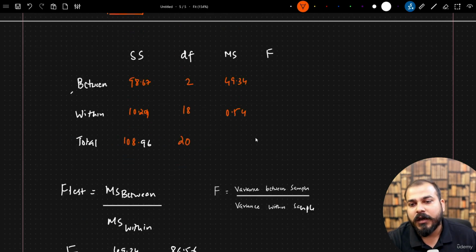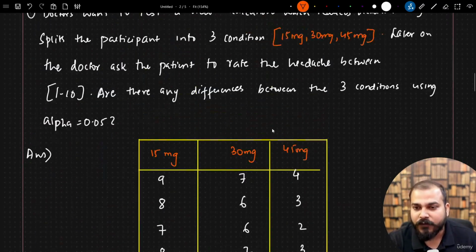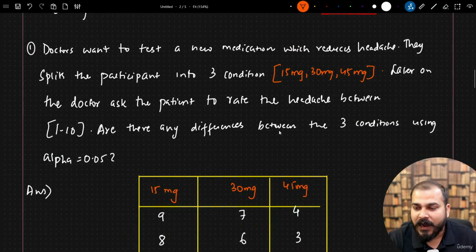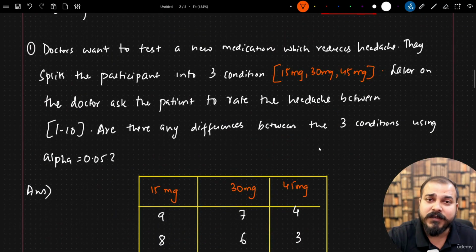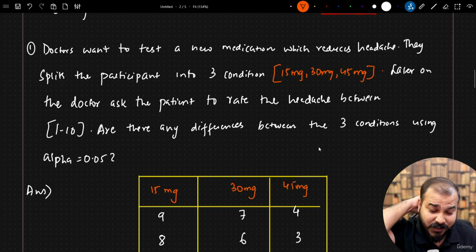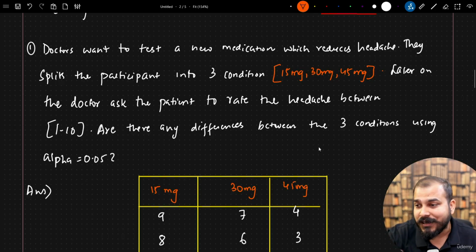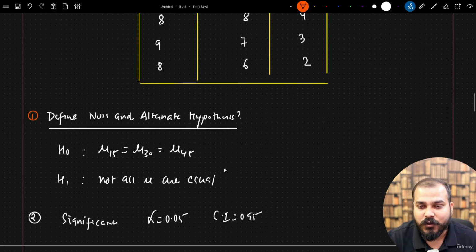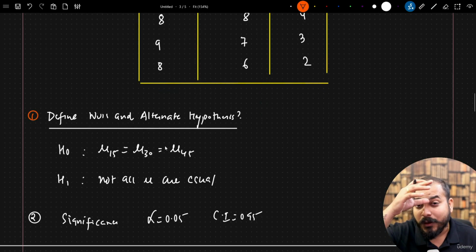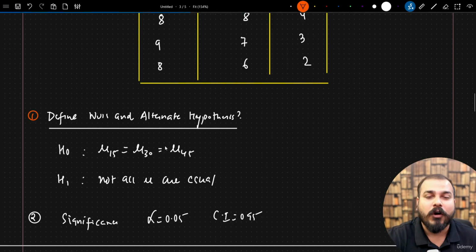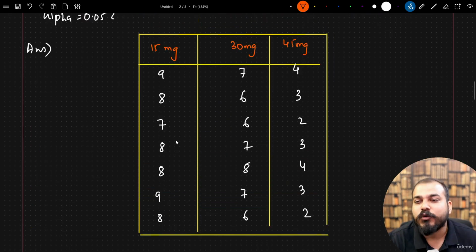In short, the conclusion you can make from this is: are there any differences between the three conditions? Obviously there are differences within these three conditions. So your null hypothesis is getting rejected. This is not true, so not all are equal. At least one of them is not equal. In short, you can make those kind of conclusions.